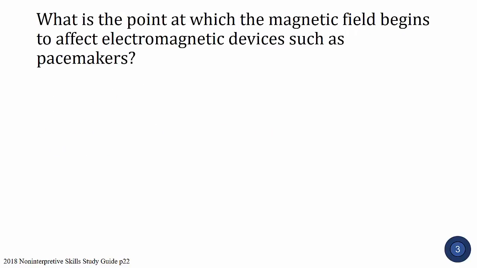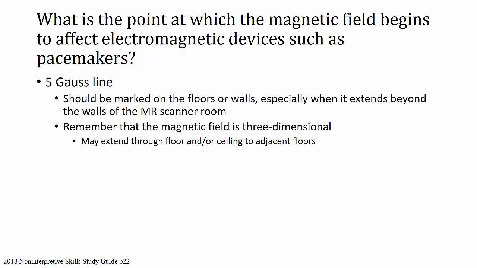Next question. What is the point at which the magnetic field begins to affect electromagnetic devices such as pacemakers? That point is the 5 Gauss line, and that should be marked on the floors or the walls, especially when it extends beyond the walls of the MR scanner room. So there needs to be a 5 Gauss line marked around the scanner. And you need to remember that the magnetic field is 3-dimensional, and so this may actually extend through the floor and/or the ceiling into adjacent floors. So when a scanner is installed, there's a lot of attention paid to the 5 Gauss line because it has implications for who can be in that area and how that area can be managed.